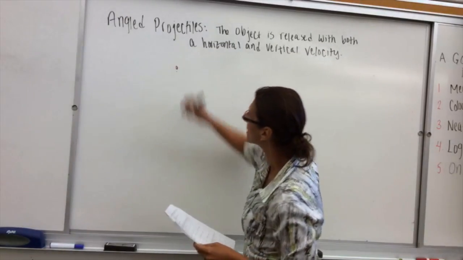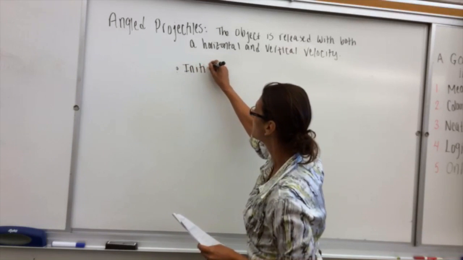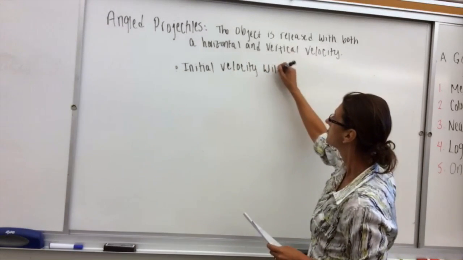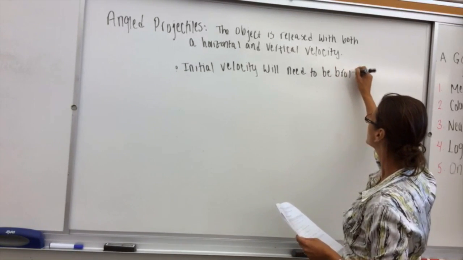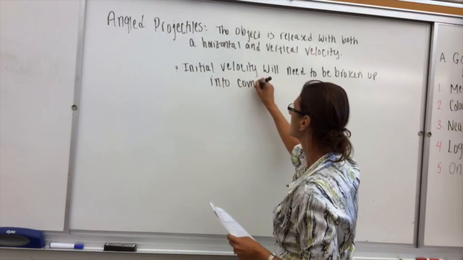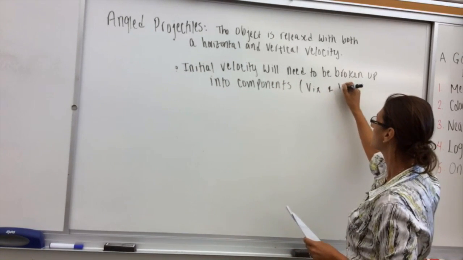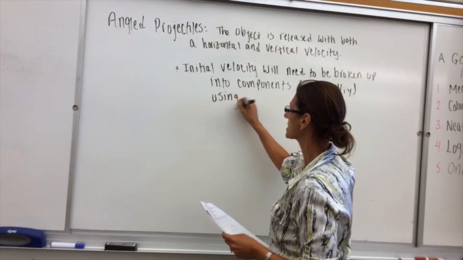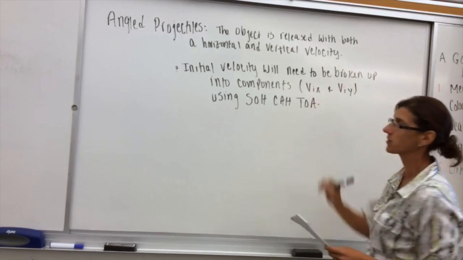So the steps you need to take to start solving this problem begin with the initial velocity, which will need to be broken up into components, which will be v initial x and v initial y. And you're going to do this using, of course, SOHCAHTOA. Okay?